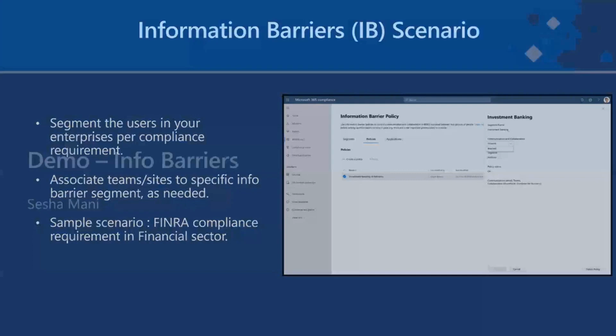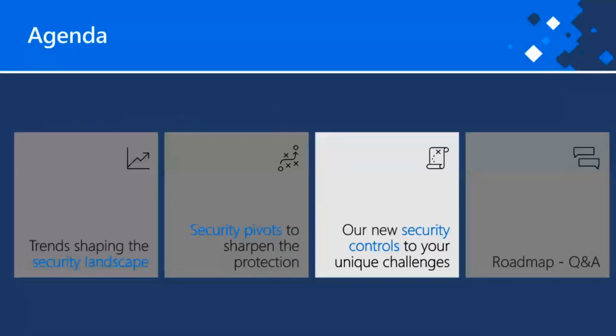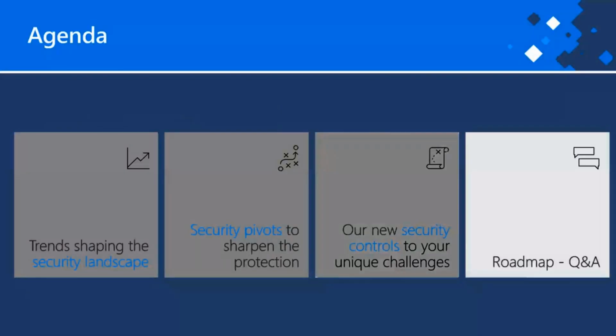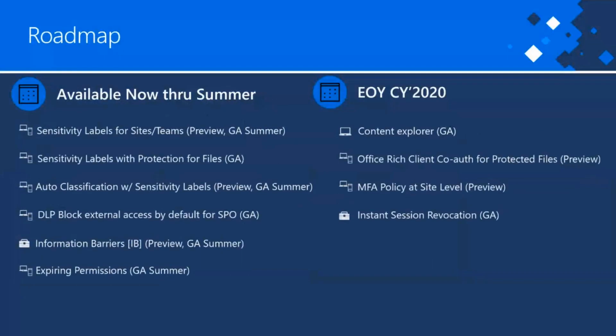And I know I'm getting closer to the time, so I'm going to skip that particular demo, and I'm going to go right into the roadmap slide, and then I will leave it here for questions. So real quick, I've shown you the sensitivity labels for teams and sites. That's already in preview, and it's going to GA this summer.